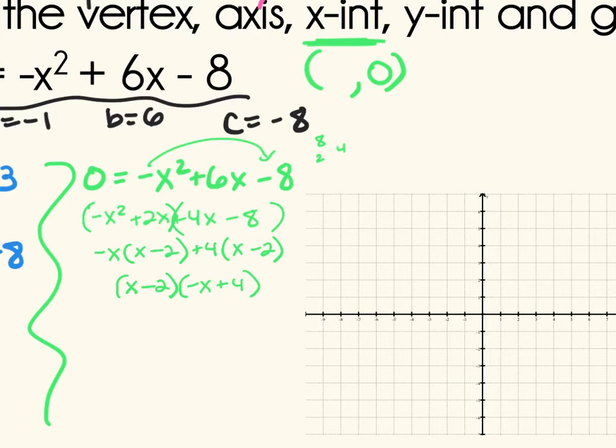Set them each equal to 0, and I get x equals 2, negative x equals negative 4, x equals 4. So there are 2 x-intercepts, (2, 0) and (4, 0).